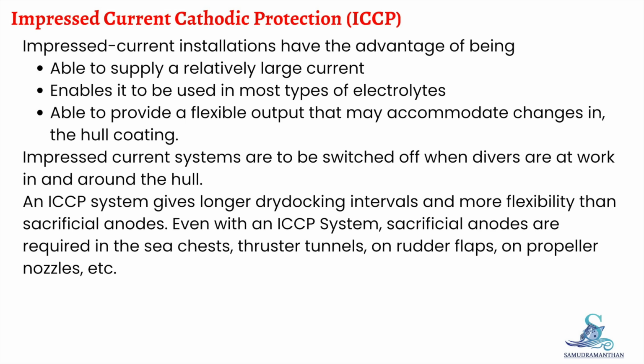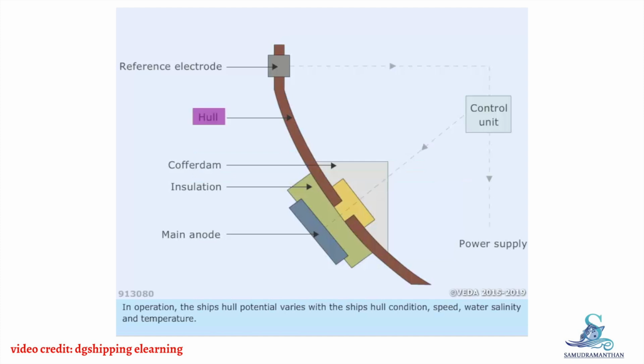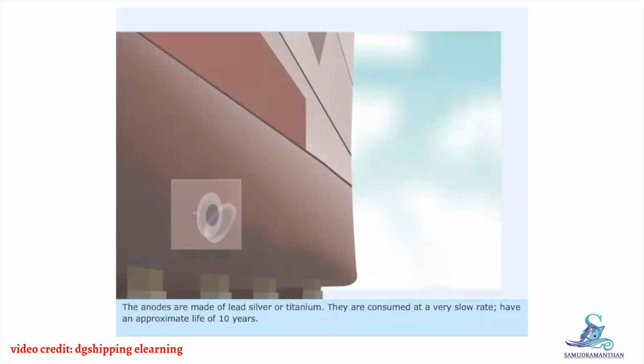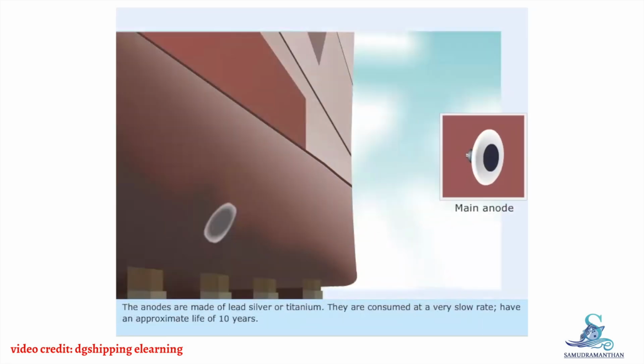In operation, the ship's hull potential varies with the ship's hull condition, speed, water salinity, and temperature. The reference electrode measures the ship's hull potential and transmits the proportional signal to the controller. The controller injects the required current through the fixed anodes to maintain the hull potential so that the hull remains cathodic. The anodes are made of lead silver or titanium. They are consumed at a very slow rate and have an approximate life of 10 years.